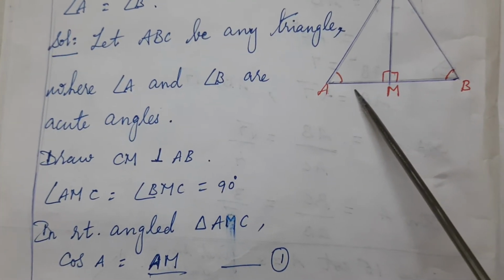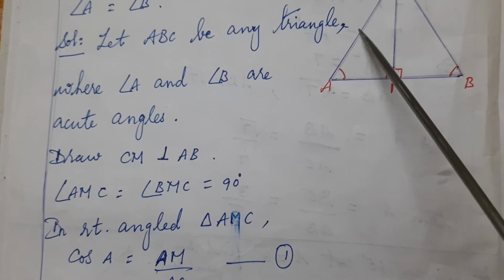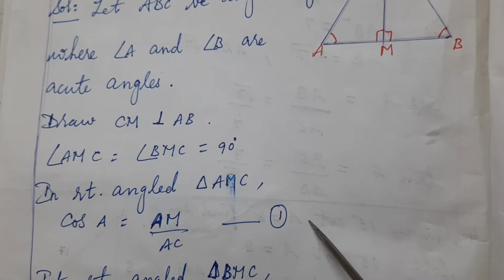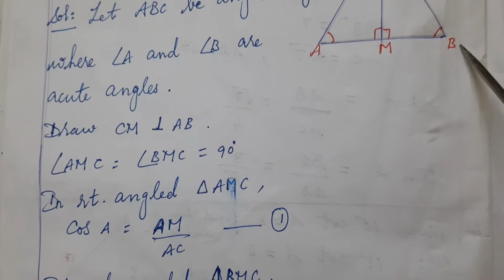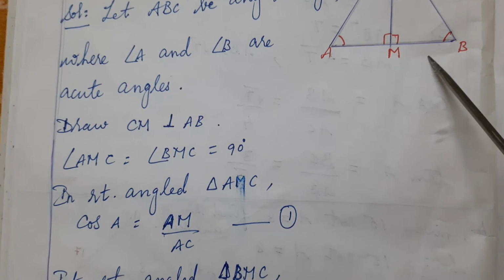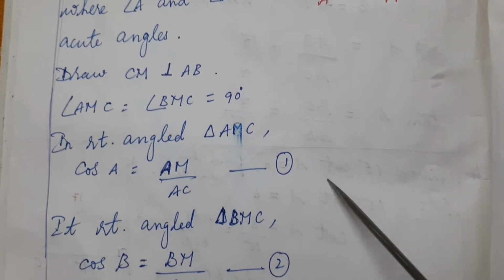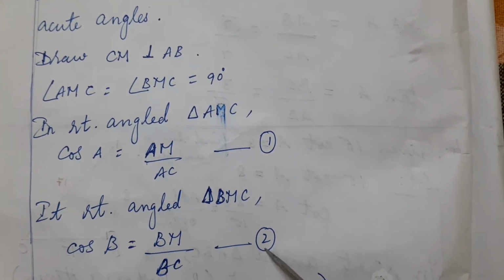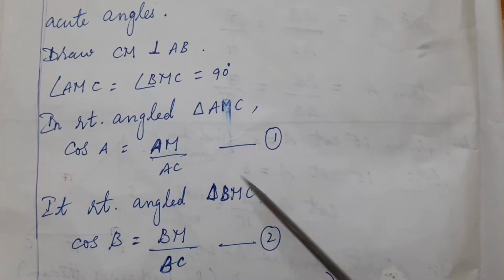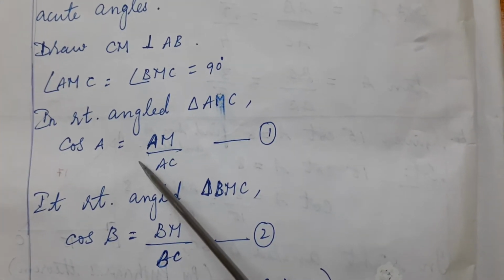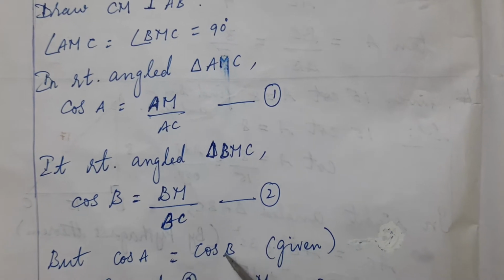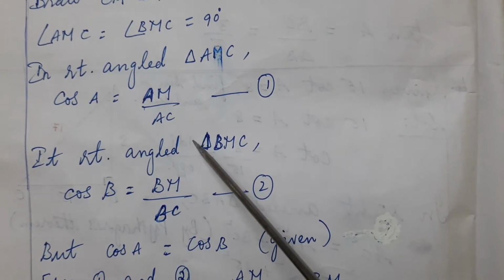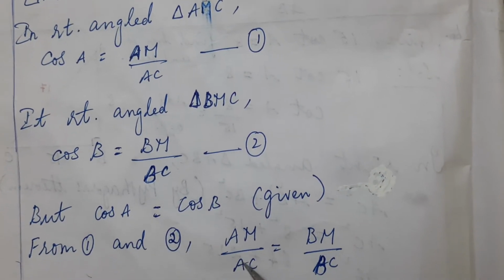In right angle triangle AMC, first we are taking this. Cos A is adjacent by hypotenuse, that is AM by AC. Take this as the first equation. Then cos B is equal to, here the adjacent side is BM, so BM by BC. We are taking this as the second equation. Now from 1 and 2, since the condition is given as cos A is equal to cos B, AM by AC will be equal to BM by BC.